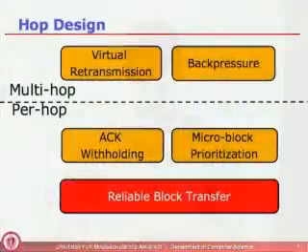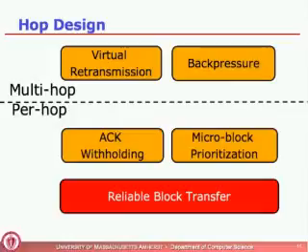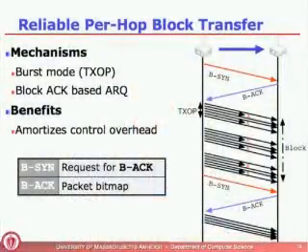Okay, so let's begin with the most basic building block of HOP, the per hop reliable block transfer component. The mechanism has 2 key ideas, burst mode and a block-based ARQ scheme. Burst mode just means that you send a batch of frames as a burst without doing carrier sense in between, so without the channel access overhead in between. We call this a TXOP or a transmit opportunity. This exists in 802.11 implementations. In fact, in more recent 802.11 standards like N, it's particularly optimized for this kind of burst mode transfer.